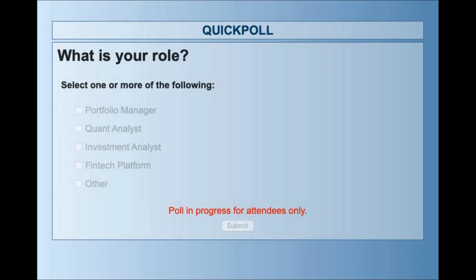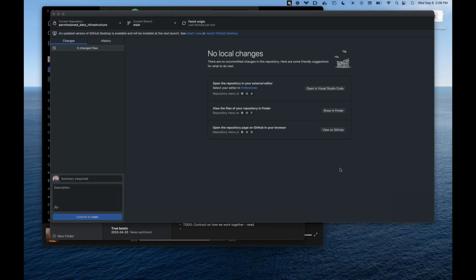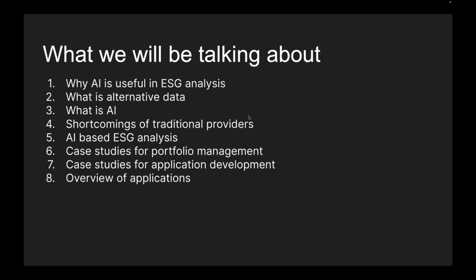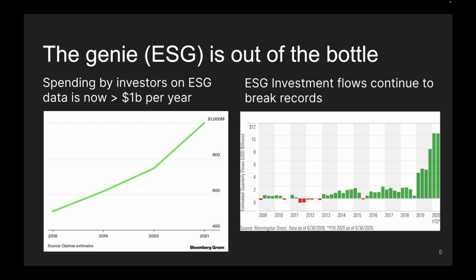Okay, so it looks like we have quite a diverse mix of people. We have a few portfolio managers, some investment analysts, some fintech platforms, people building different software, and quite a few who are other, so likely outside of the financial world, which is great because honestly the ESG world applies so broadly, and we'll talk more about that soon as well.